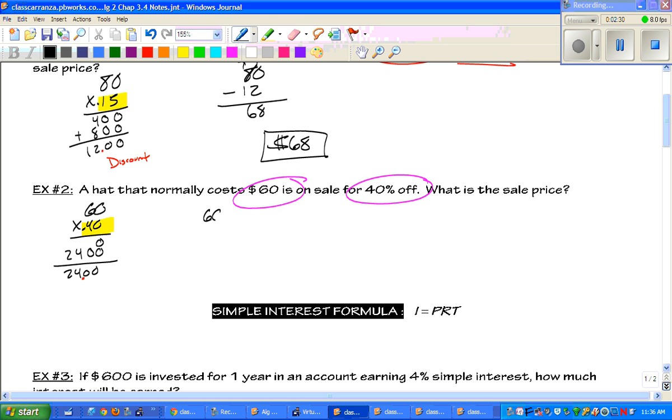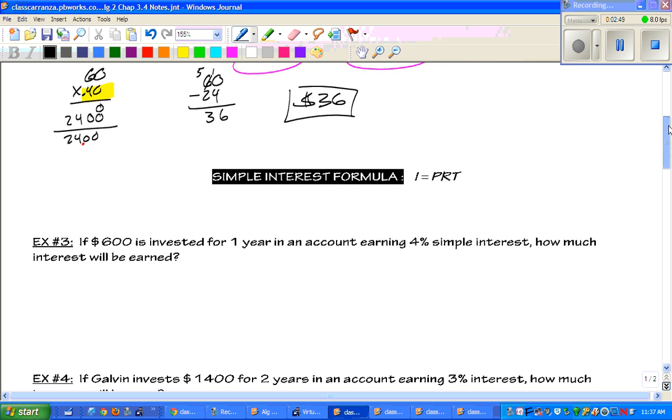Okay, and now you're going to take 60 minus 24. Need to borrow. 10 minus 4 is 6. That turns to 5. So the new price is $36. All right, hopefully that was a good review for you guys.